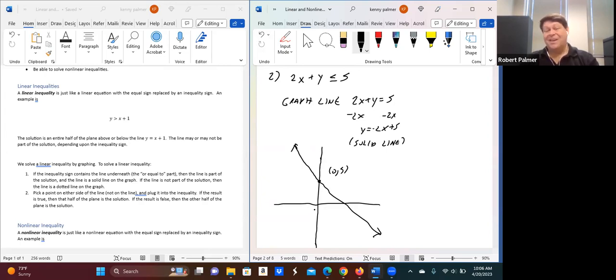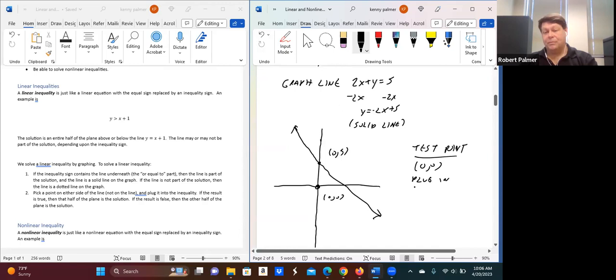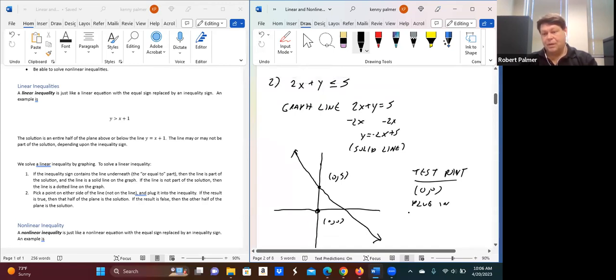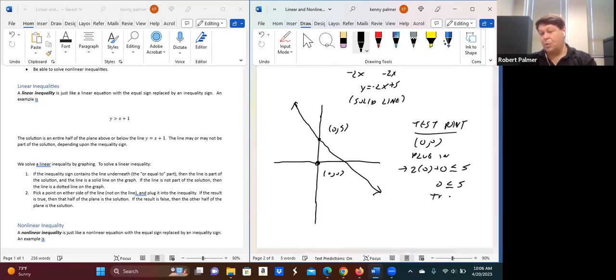Now let's pick a test point. The easiest thing to pick is (0, 0). Pick anything you want. So plug that in. Once again, plug it into the inequality, not the equation, which is going to be 2 times 0 plus 0 is less than or equal to 5. So this entire side is 0. Is 0 less than or equal to 5? Obviously, that's true.